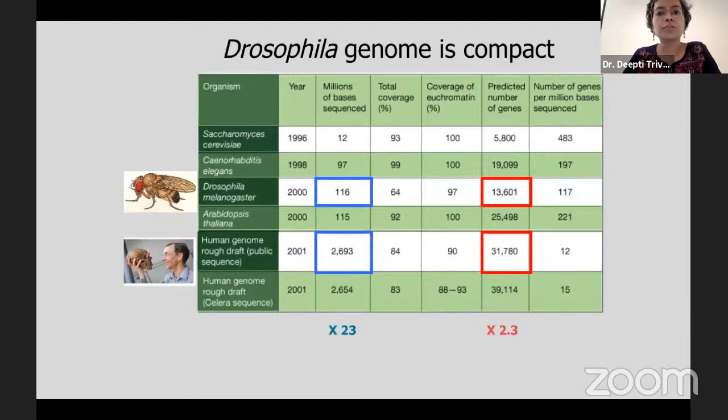Having said that, the Drosophila genome is actually quite compact. It is complex but compact, and as you can see here, the number of predicted genes is around half that of human, but humans have more than 20 times the number of base sequences. What it means is that if you were to mutate a human or a fly at the same time, in the sense that you generate 100 mutations in each, there is a higher chance that a mutation is going to hit a gene in fly as compared to human.